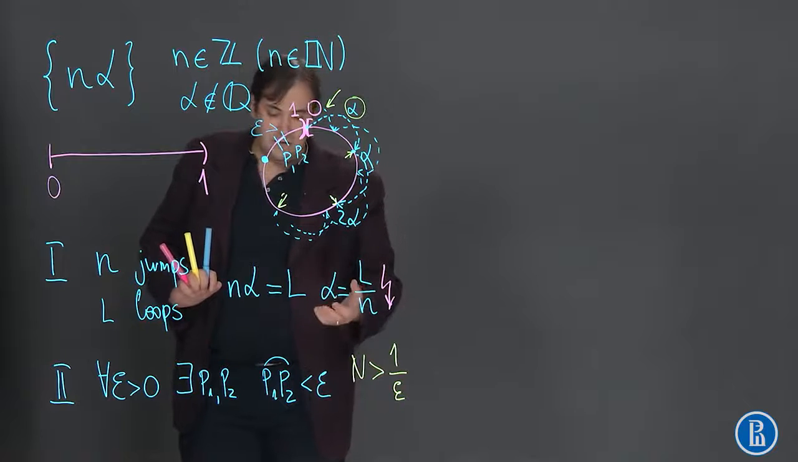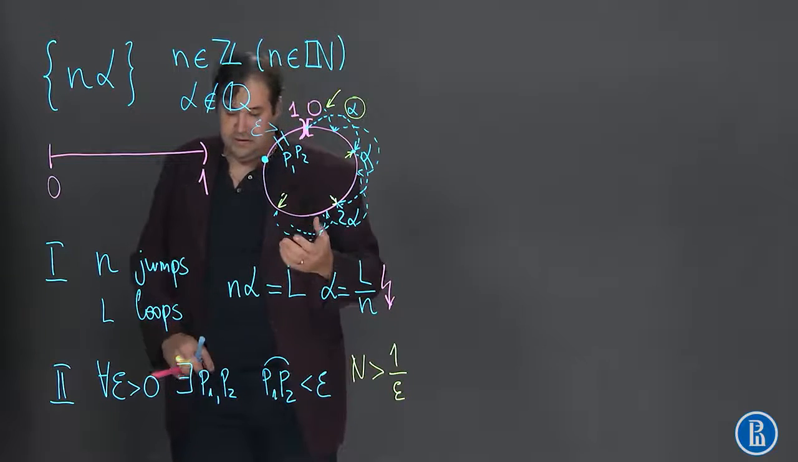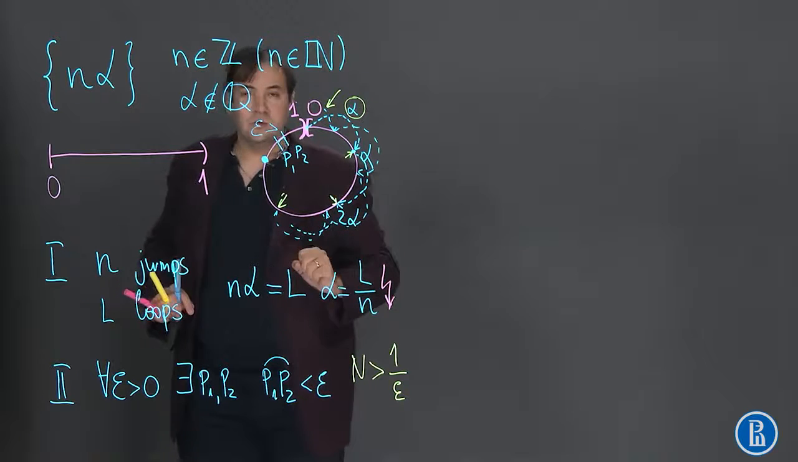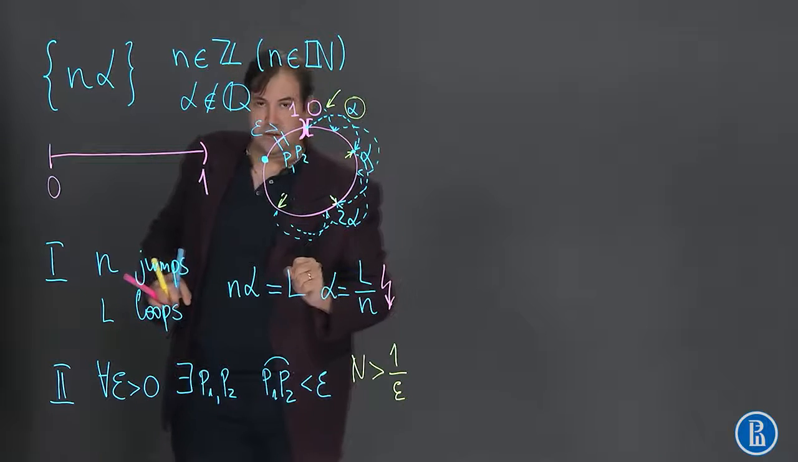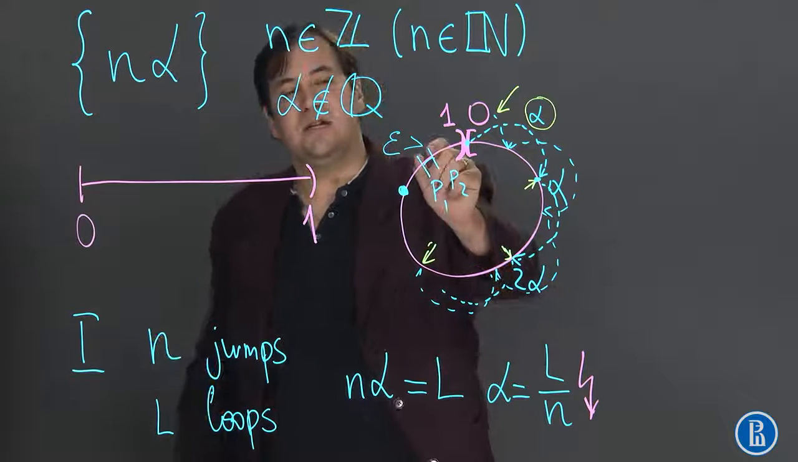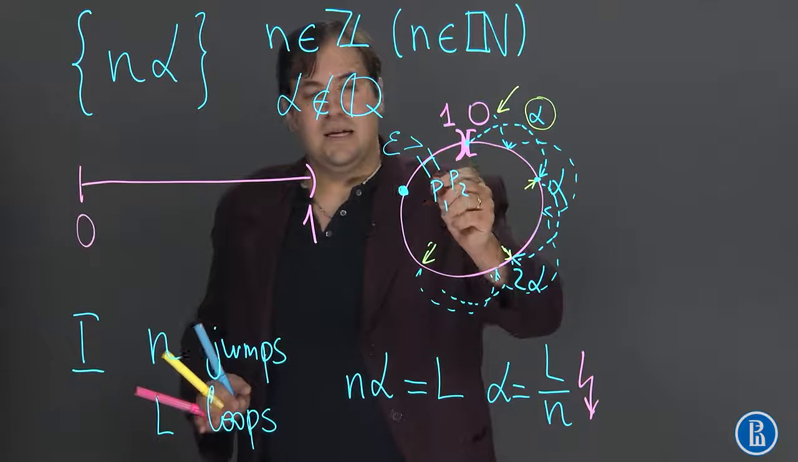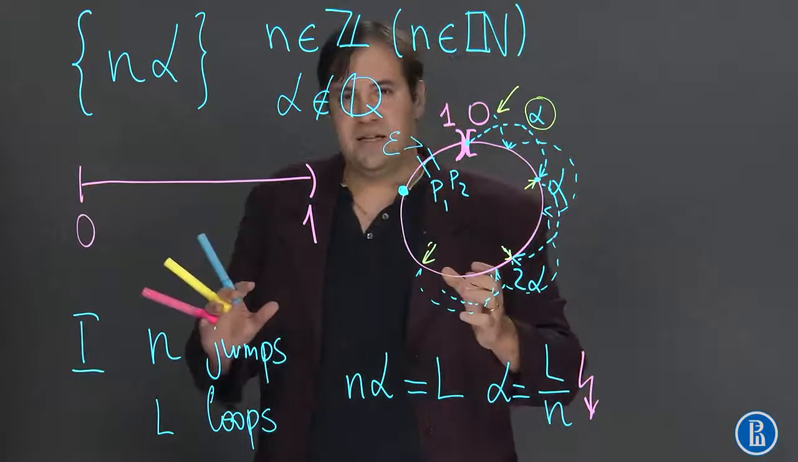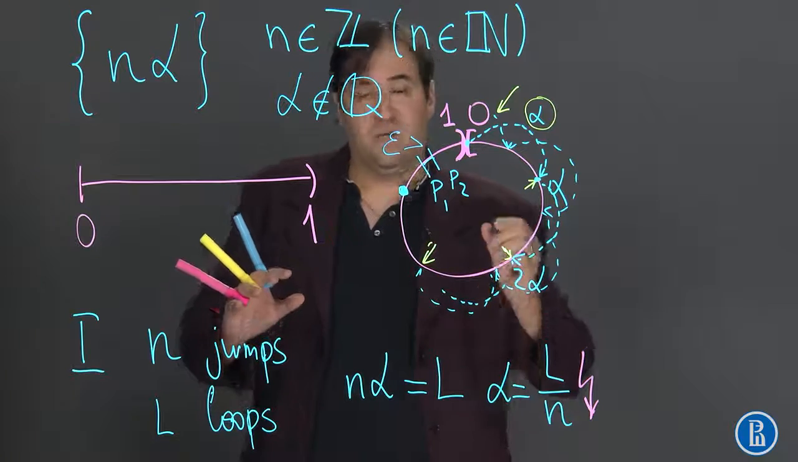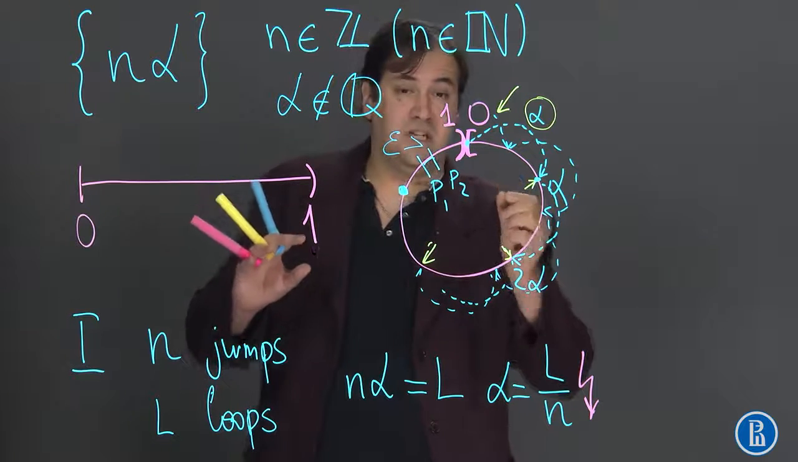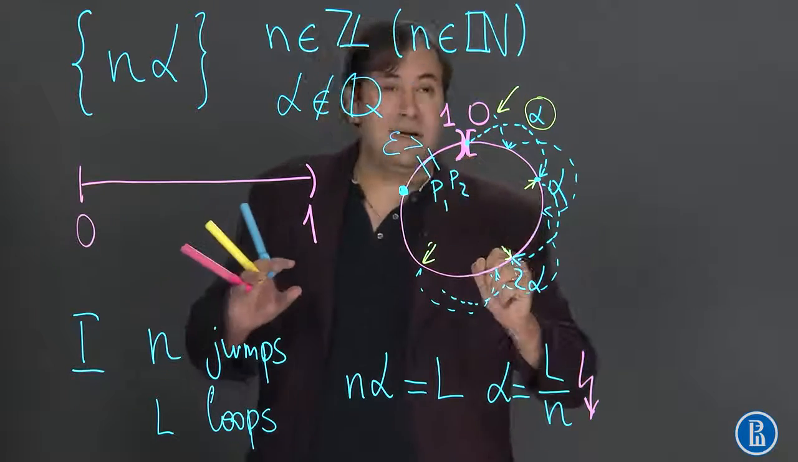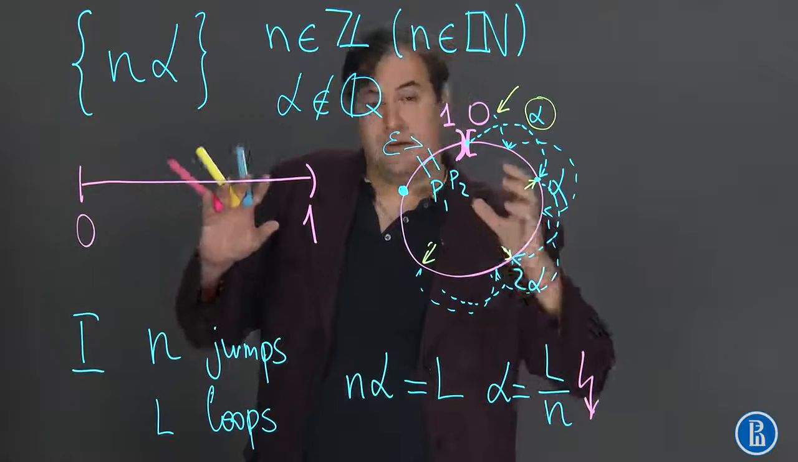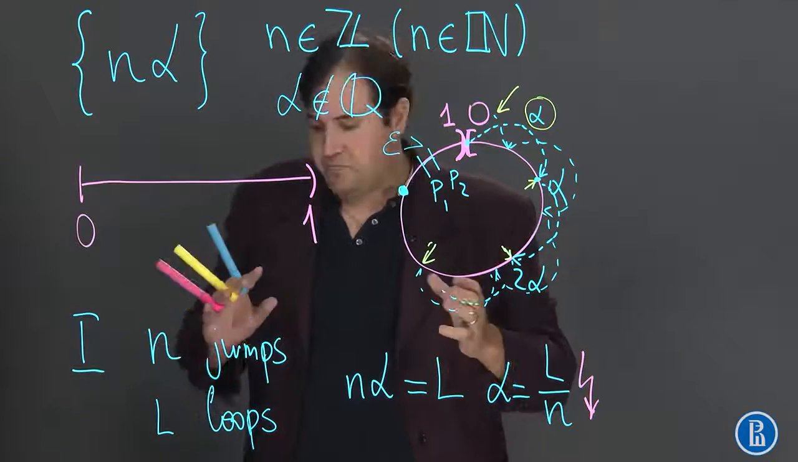So from this it follows that there are arbitrarily close marked points. If we want to find points such that the distance between them is less than 1 over billion, we will find such points.